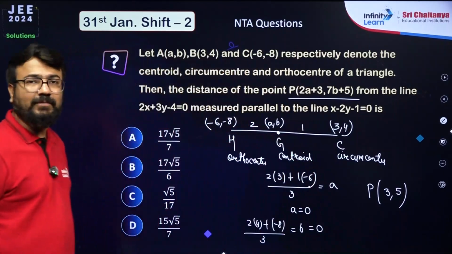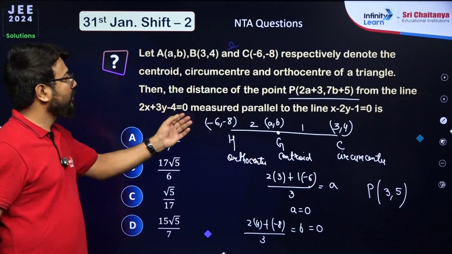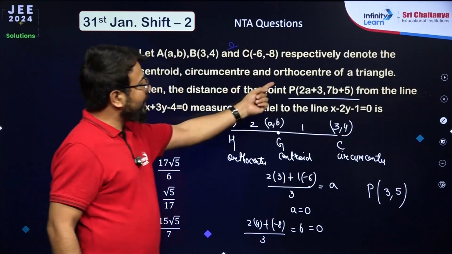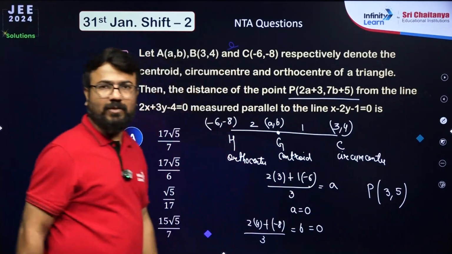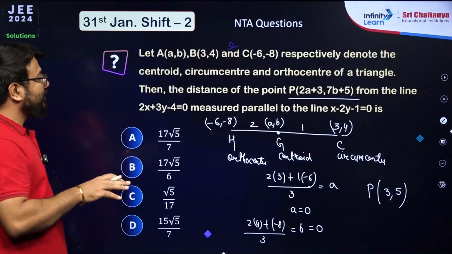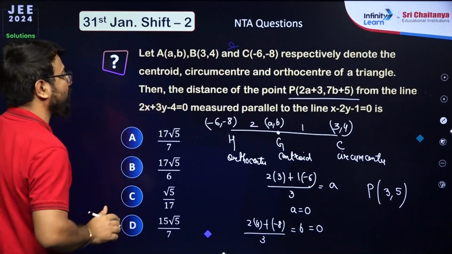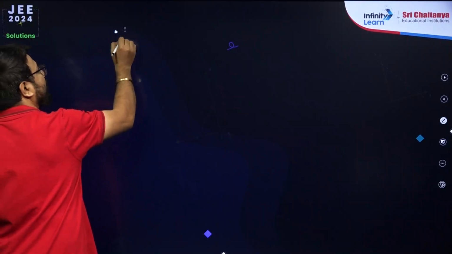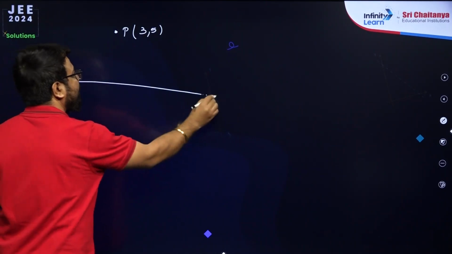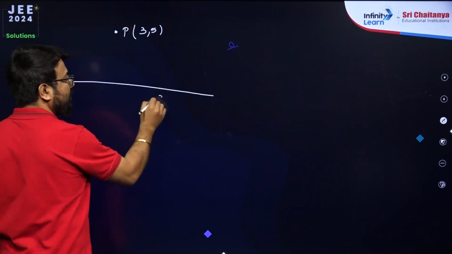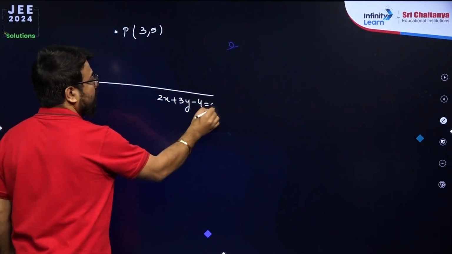Are you able to understand? Because A, B, we found the centroid coordinate to be 0, 0. And using A and B, this is the point P, that becomes 3, 5. So the point P is located at a distance from this line 2x plus 3y minus 4. So let us draw the diagram first of all. So this is the point 3, 5, all right. And there is a line, and the line is 2x plus 3y minus 4 equals 0.